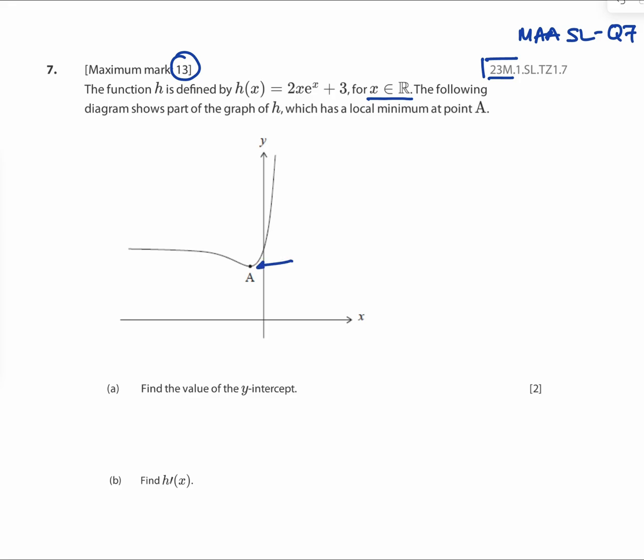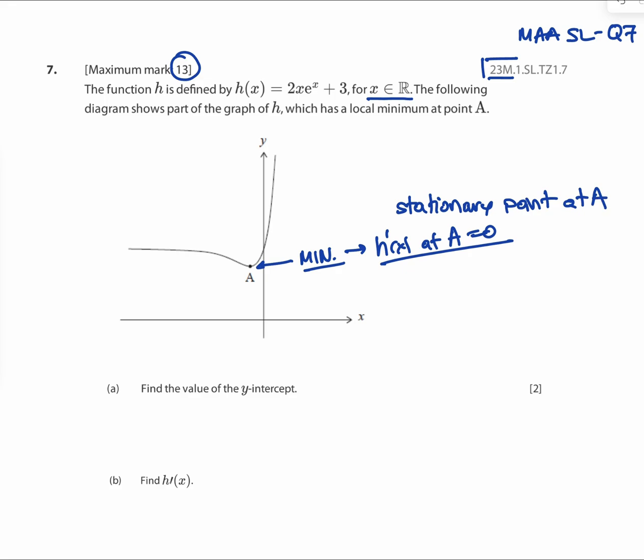So here we have a minimum, which means automatically the derivative of h, so let's backtrack, at A has to be equal to 0, right? Because we're talking about a stationary point. Stationary point at A. We're going to use this later.